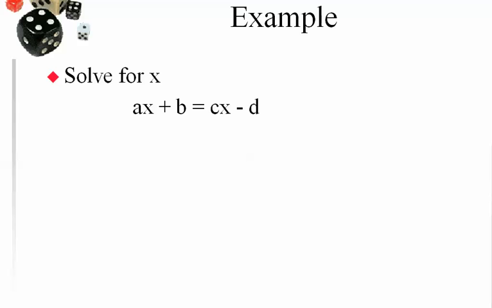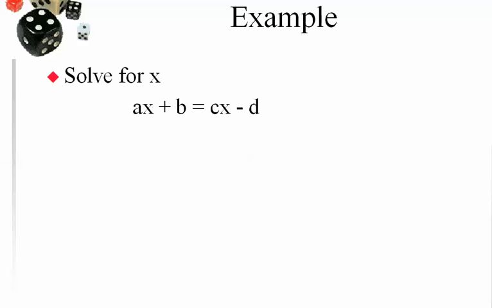ax + b = cx - d. In order to solve for a variable, you do need to make sure that you isolate it. And since there are two x's in this case, it is really important that we find a way to make it 1x. You can't solve x if there's two.